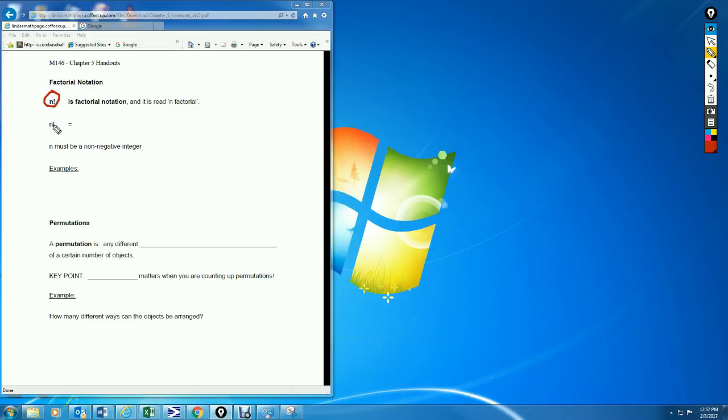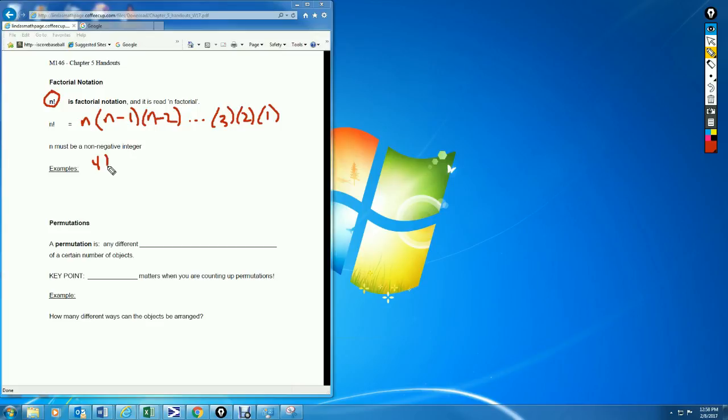So what it means is n factorial equals n times n minus 1 times n minus 2 times, and so on, all the way down to, say, times 3 times 2 times 1. Okay? And notice that n has to be a non-negative integer. So the definition may not totally make sense, so let me give you a few examples.